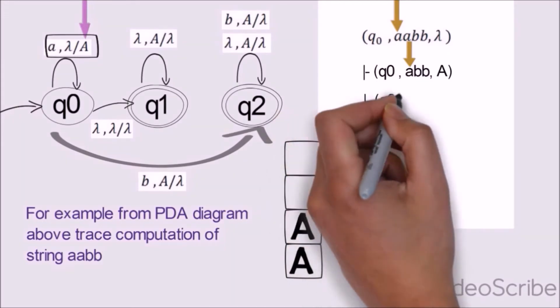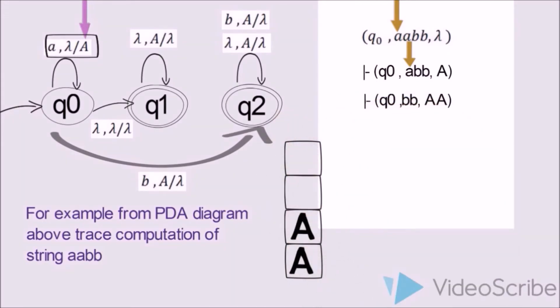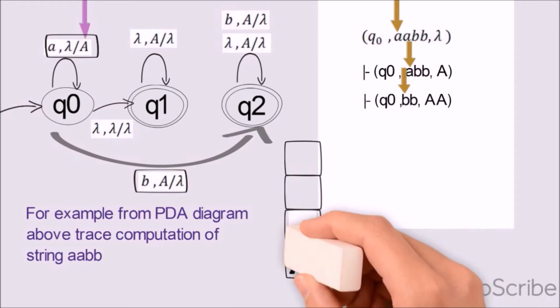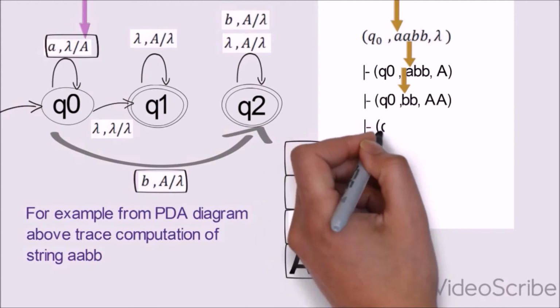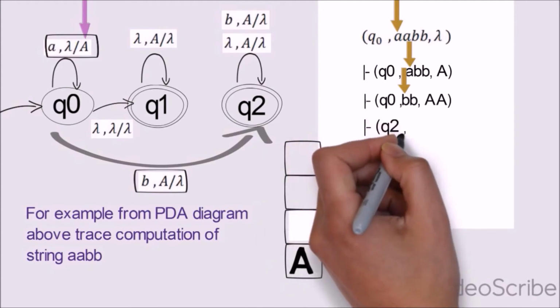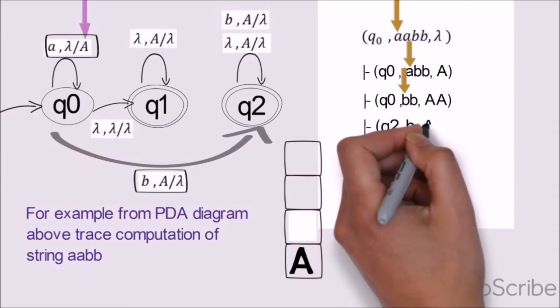The third input is B. Once again, since we are still in Q0 state, we will use this equation. In this equation, as we can see, if our input is B and our top stack is capital A, we have to remove or pop this from the top of the stack. Then, we move to the Q2 state.